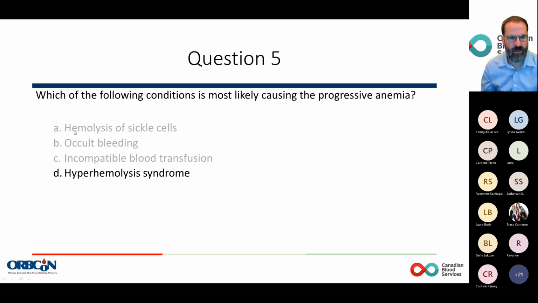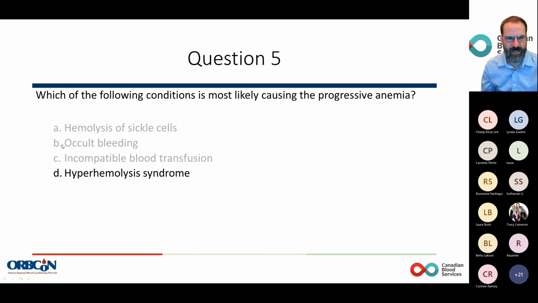In terms of the other options, the hemolysis of sickle cells is a possibility, although it's a pretty rapid destruction of cells. And given the history of repeated transfusions, we would be more worried about hyperhemolysis than there being hemolysis of sickle cells alone. I think it'd be hard to suspect this given the transfusion history and the rest of the pattern, but it's a possibility, just not typically seen as dramatically with hemolysis of sickle cells alone.